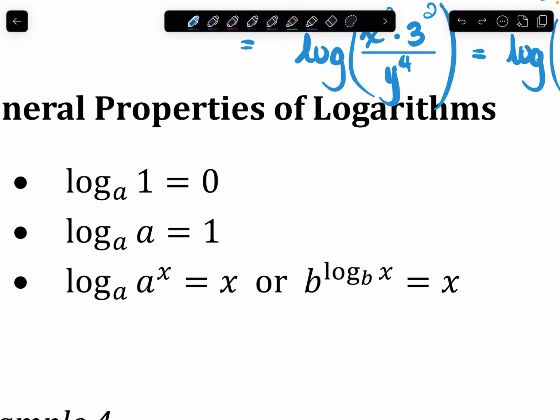And then the last one's got 2 versions. So it's got the version where the base and what's in the log match. The answer is just the exponent, or it's got the kind of reverse of that. The base and the log are still the same. It's just the log is up in the exponent. So the answer is what's inside that log.